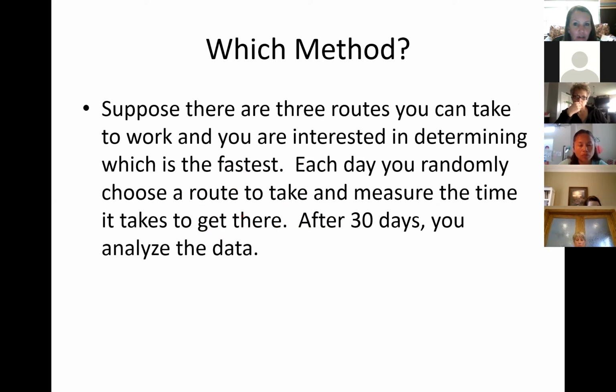All right, suppose there are 3 routes you can take to work and you're interested in determining which is the fastest. Each day you randomly choose a route to take and measure the time it takes to get there. After 30 days, you analyze the data. All right, so what we're measuring is the time that it takes to get to work, which is what kind of variable? Quantitative. So we have a quantitative variable.